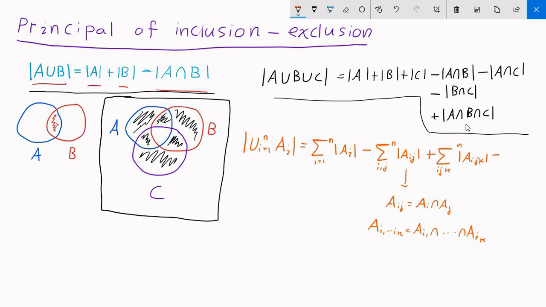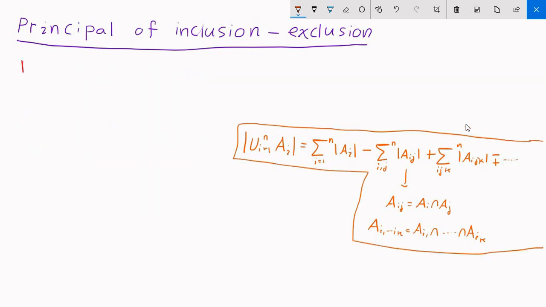And as you might have guessed at this point, this pattern continues, alternating sums, until finally one has reached the intersection of all of these sets in the collection. What we require now is a proof of this claim. And we're going to use the good old workhorse of basic discrete mathematics, the principle of mathematical induction. Well, we very clearly have our base cases already.